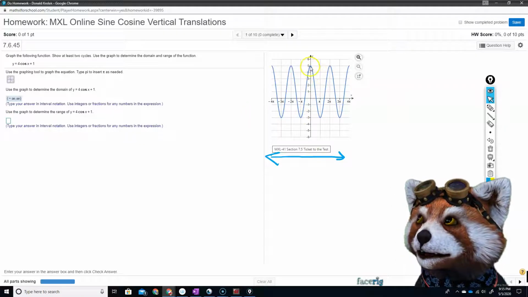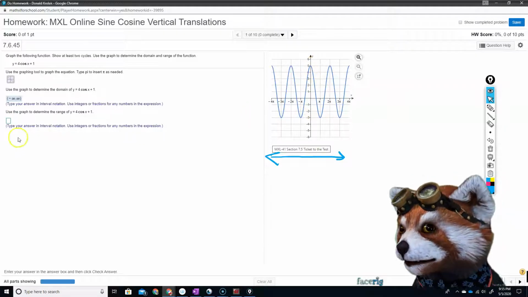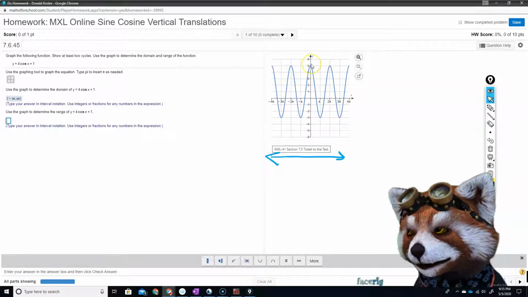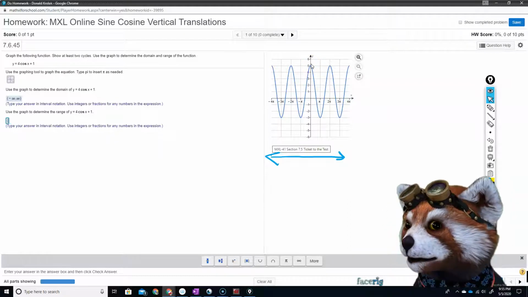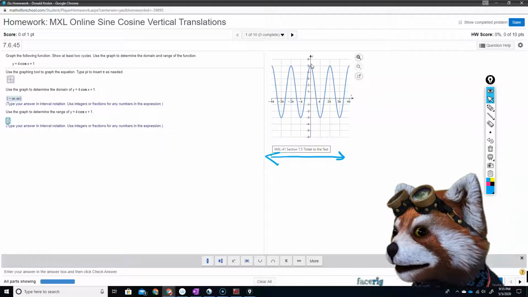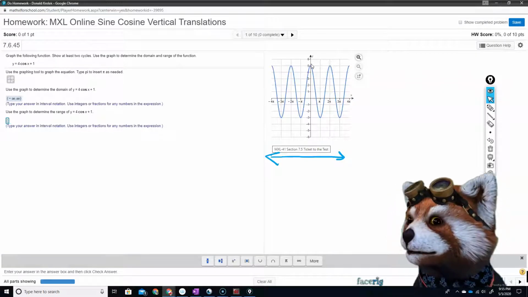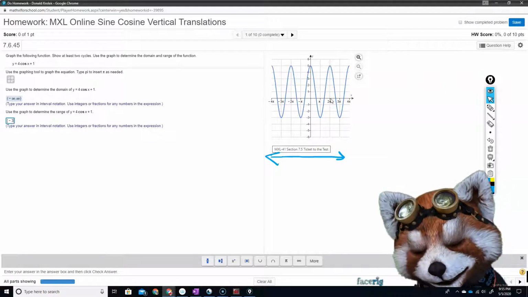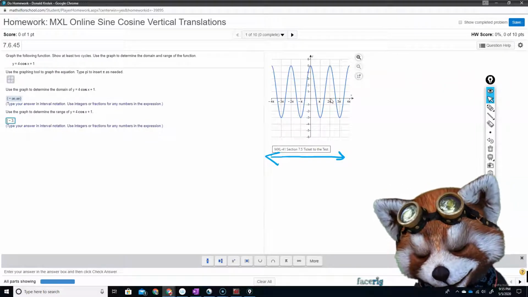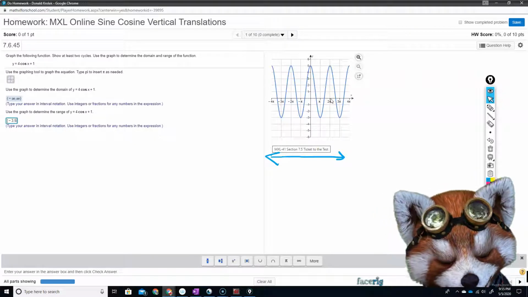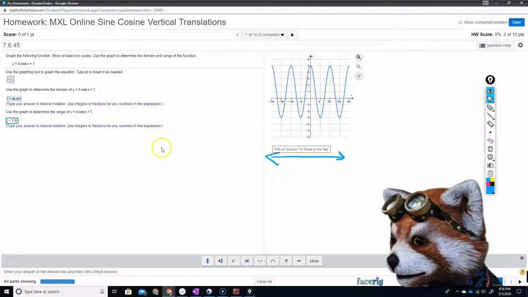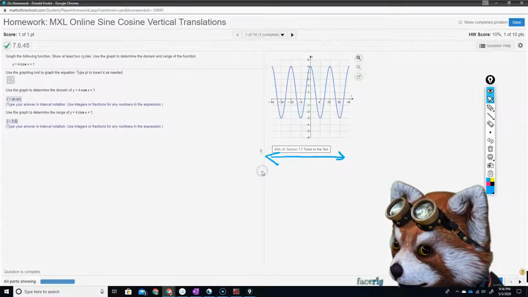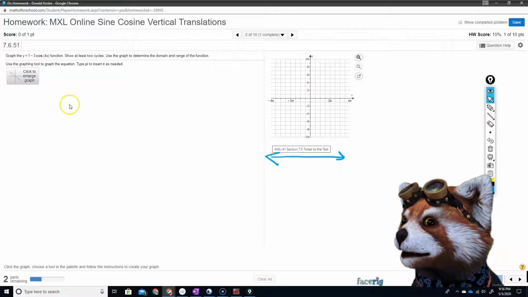All right, now determine the range. Well, the range is the highest and the lowest point. So it goes from 5 to negative 3. So when we do that now, it touches 5. So now I'm going to use bracket, square bracket, and then I'm going to go from the bottom, negative 3, to the top, 5, bracket, and that is my range. Let's check that. Good to go. And we move on to the next question.